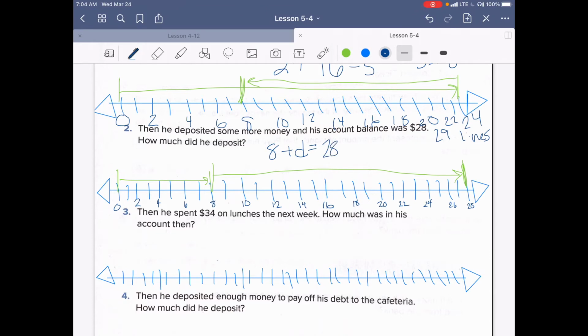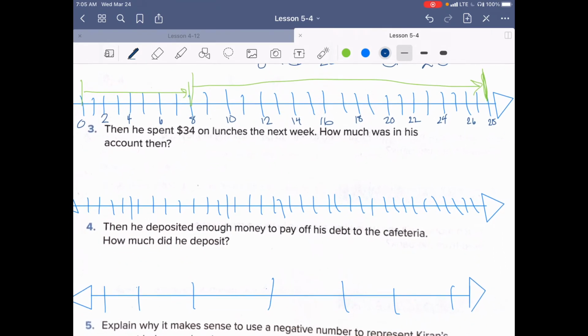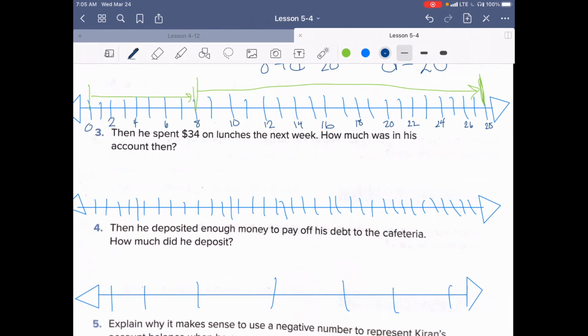And if we do the math here, to go from 8 to 28, we have to add $20. So D is $20. All right, let's look at the next one. Then he spent $34 on lunches the next week. How much was in his account then?